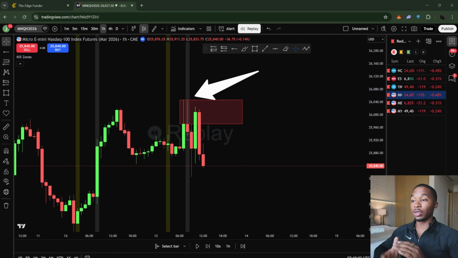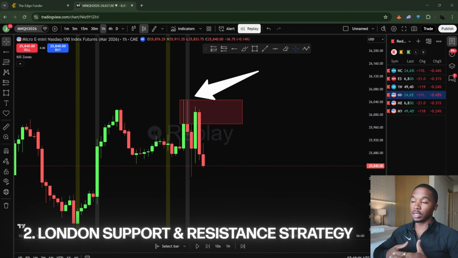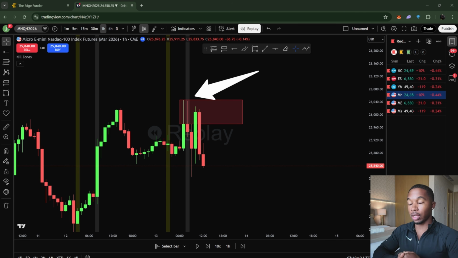Let's get into it. All right, so this strategy is my London support and resistance zone strategy. It combines a few things we've already talked about. We've talked about the indicator kill zones, which shows us the different sessions that are happening. It also combines understanding sessions, specifically the London session, and it's also heavily reliant on support and resistance. You're also going to see we need to understand market structure, which we've gone over as well. Remember the higher highs, the higher lows, the lower lows, lower highs, things like that.